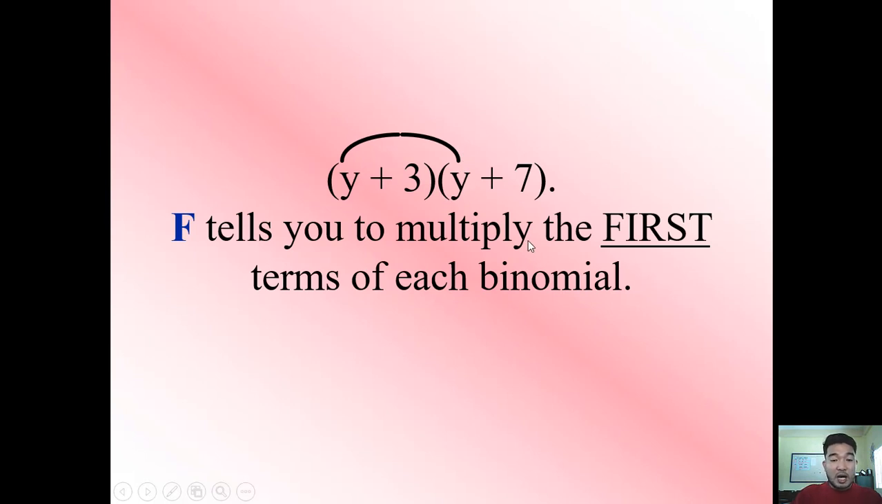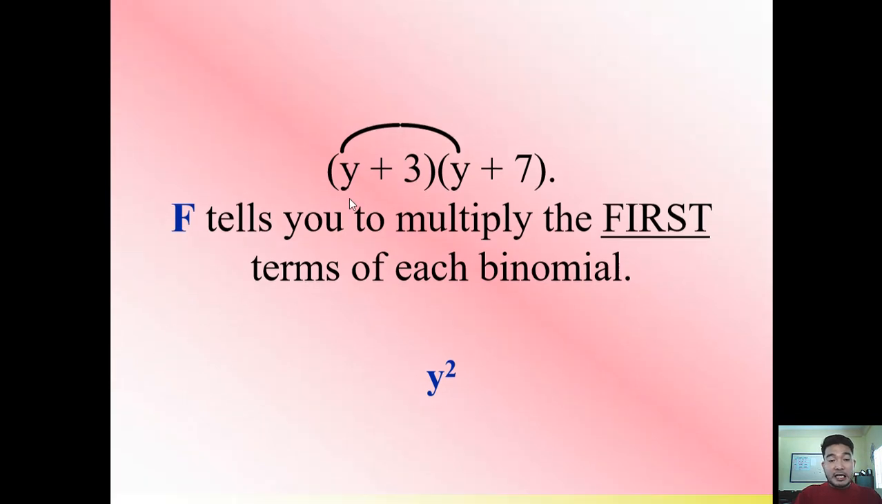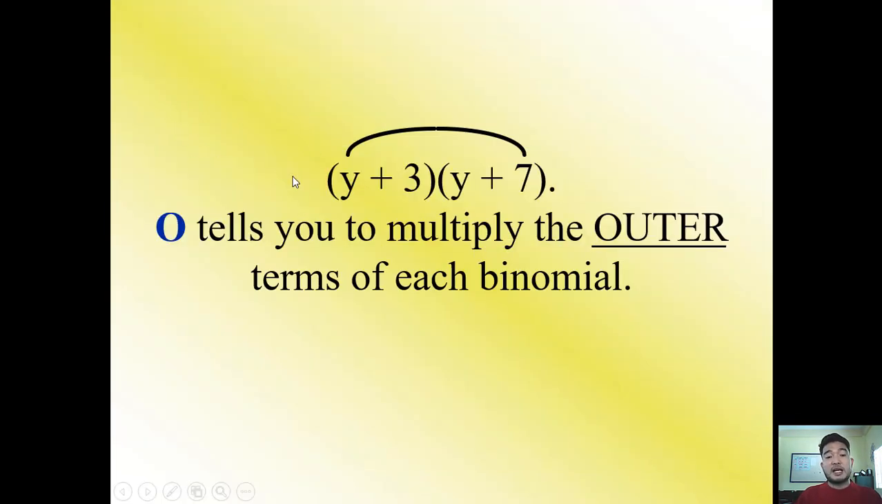So that's y times y, which is equal to y squared. And then, O tells you to multiply the outer terms of each binomial. What do you mean by outer? Yung nasa pinakagilid, yung nasa pinakalabas na mga terms. And what are those? That's y and 7. Ito yung nasa pinakauna, then ito yung nasa pinakalabas.